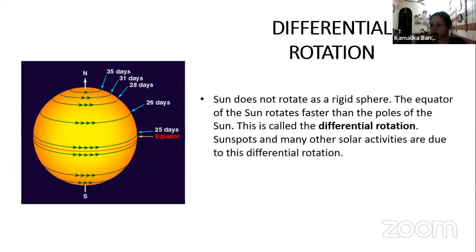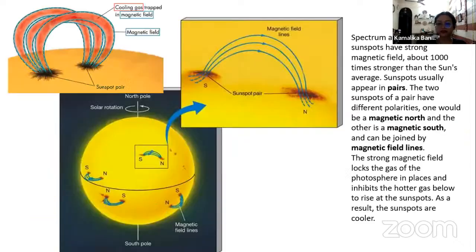As we live on Earth, we know that the entire sphere of the Earth rotates in 24 hours, that is one day. So the entire body of the Earth rotates at one speed. But what happens in the sun? As you can see, at the equator it takes 25 days, but at the poles it takes 35 days. So there is differential rotation of the entire body of the sun. Because of this differential rotation, most of the activities occur, which we'll be talking about, like the sunspots.